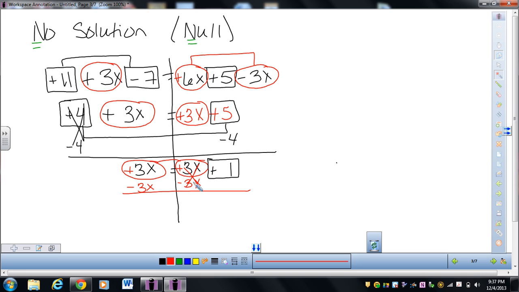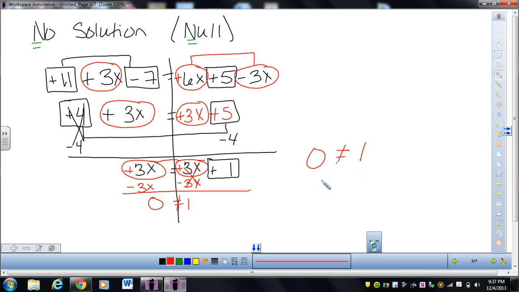So that cancels out, and on this side I'm left with that positive 1. And this also cancels out because I've got a 3 minus 3. 3 minus 3, people, is 0. So I have 0 on that side. And we know that 0 does not equal 1.